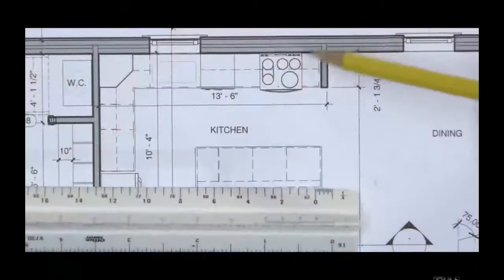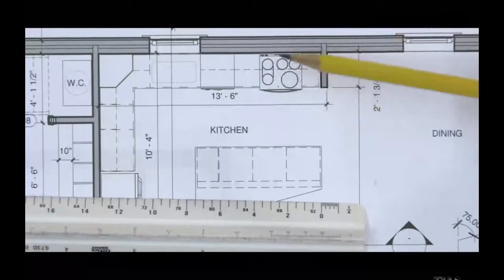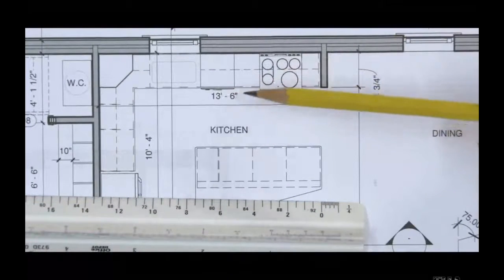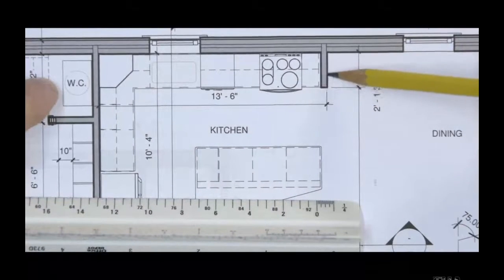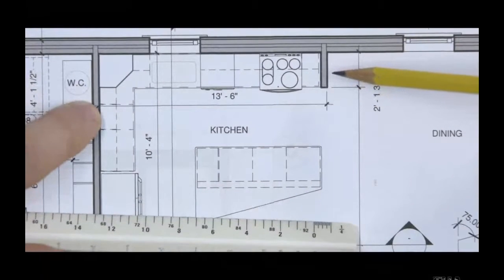Let's take a measurement then so you can see exactly what this looks like. So if I show you, we're taking a look at the kitchen plan, and you can see here we're going to verify this 13 feet 6 inches. It's a measurement from this outside wall to this inside wall of the kitchen.